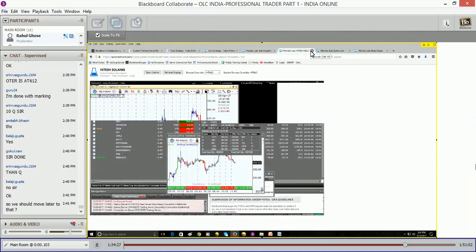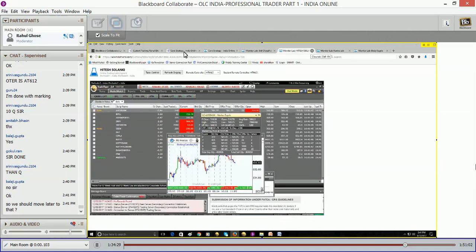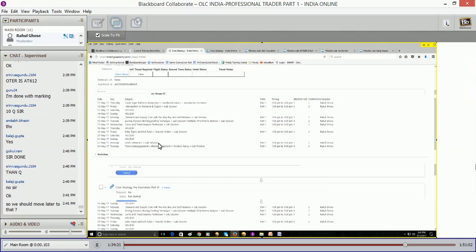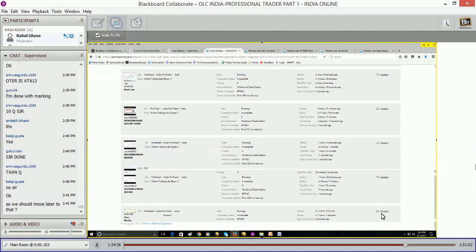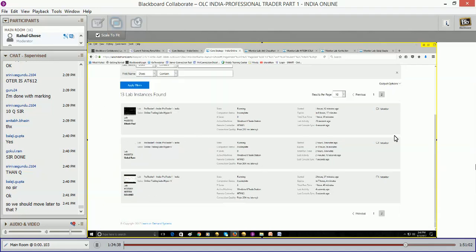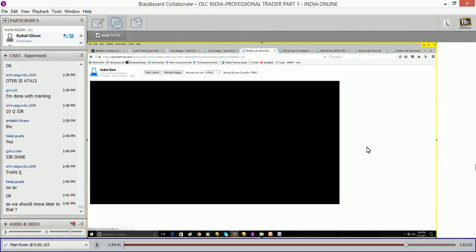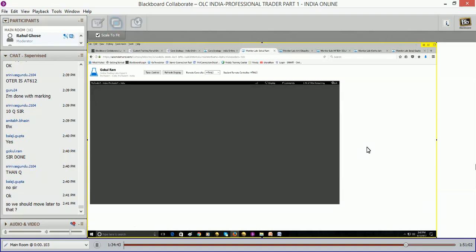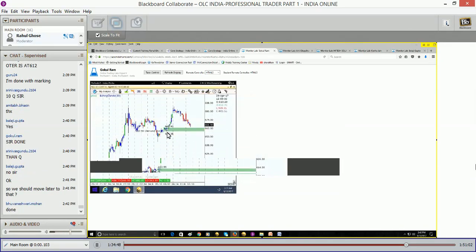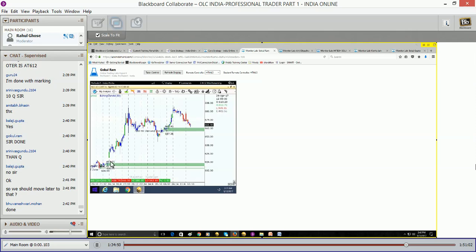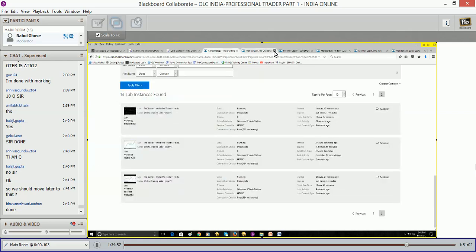Who else had done? Gokul Ram. Gokul, let's have a look at yours. Okay, this one you've marked. This one you've marked. Okay. Good going, Gokul. Bhuvaneshwari, let's have a look at yours.